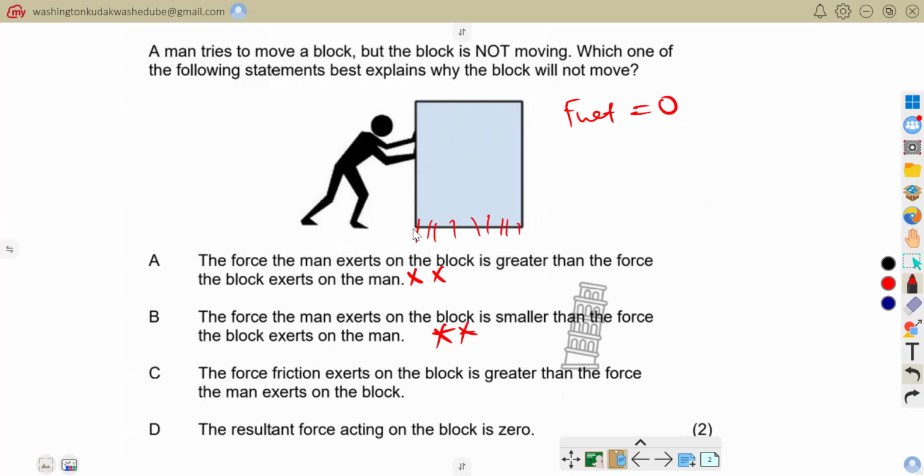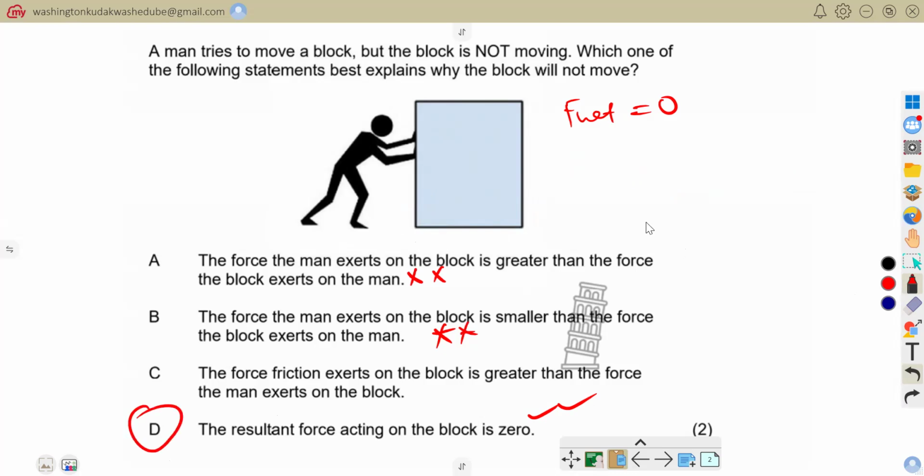And if the frictional force is greater than the force applied, the block would move in that direction because there will be acceleration, because there is net resultant force. Your net resultant force here will not be equal to 0. Hence, there will be some acceleration, which is not true for this scenario. We want the scenario where our net resultant force is 0. So here we are saying the resultant force acting on the block is 0. This is actually our answer. So you were just going to choose your option D there.